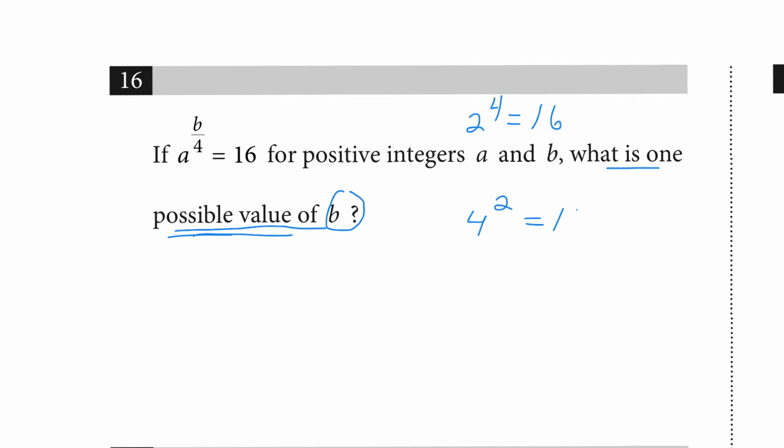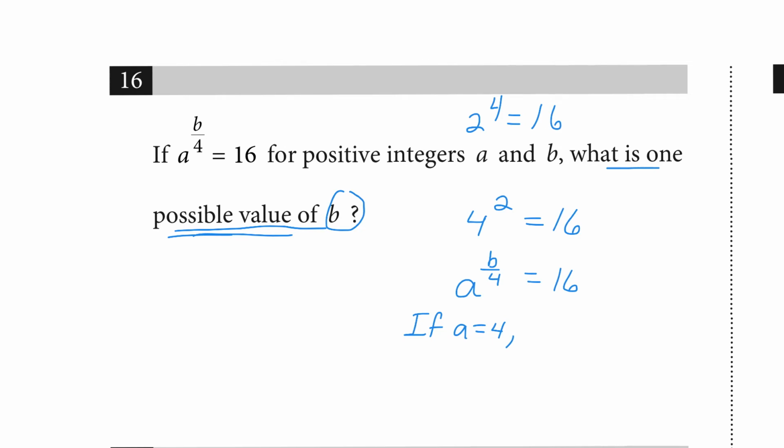There's many others, but we're just going to need to do one, so we'll do the easiest one. So in this case, 4 squared is 16. What we have is A raised to the B over 4 power is equal to 16. So a possible value of A is 4. So if A is 4, one possible value, then what is B?